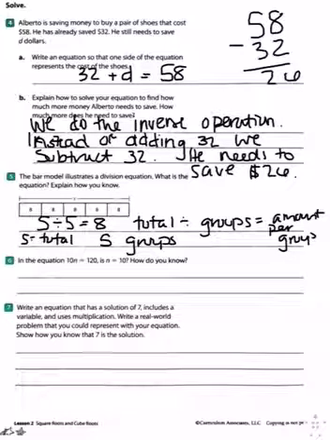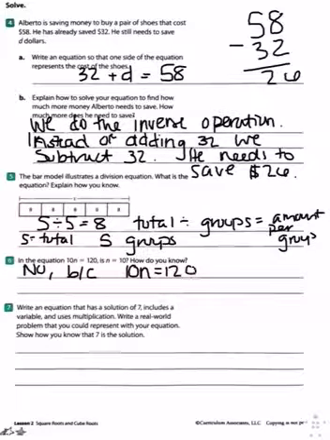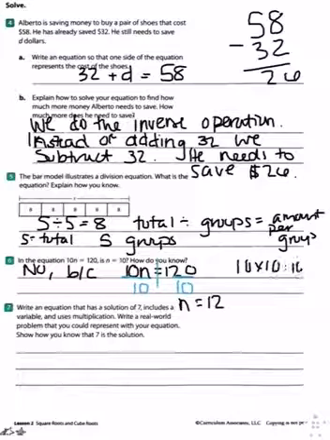Number 6, in the equation 10n equals 120, is n equal to 10? How do you know? The answer is no, because if you solve it, 10n equals 120. We do the inverse operation, so instead of multiplying by 10, we're going to divide. 120 divided by 10 gives you 12. N equals 12, not 10. If n equaled 10, it would be 10 times 10, which would be 100, not 120.